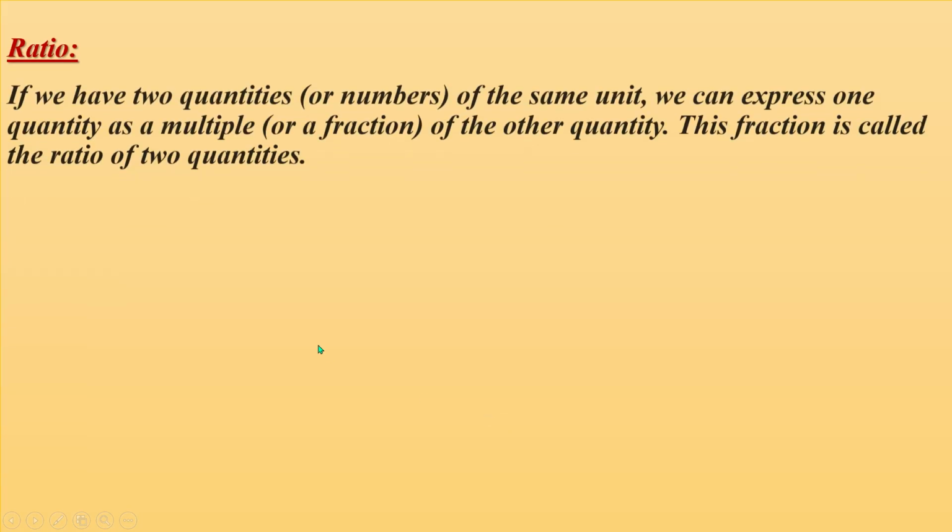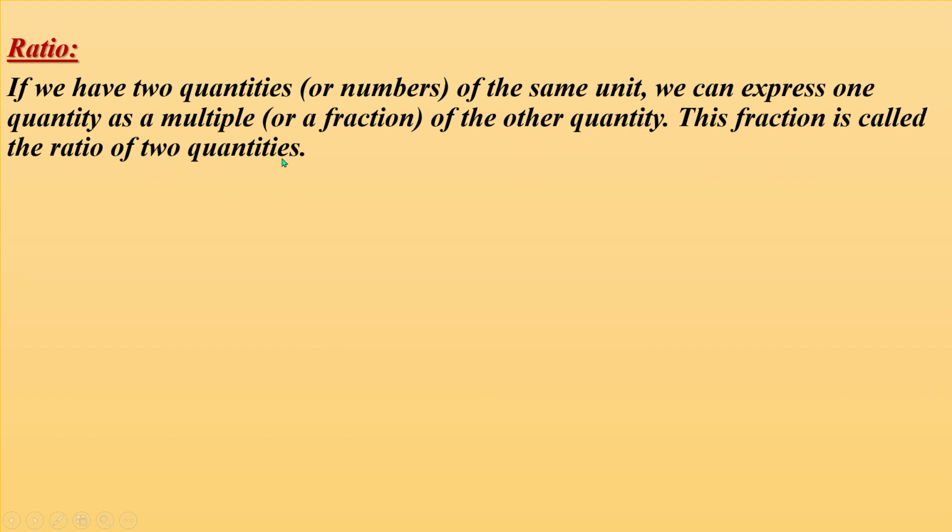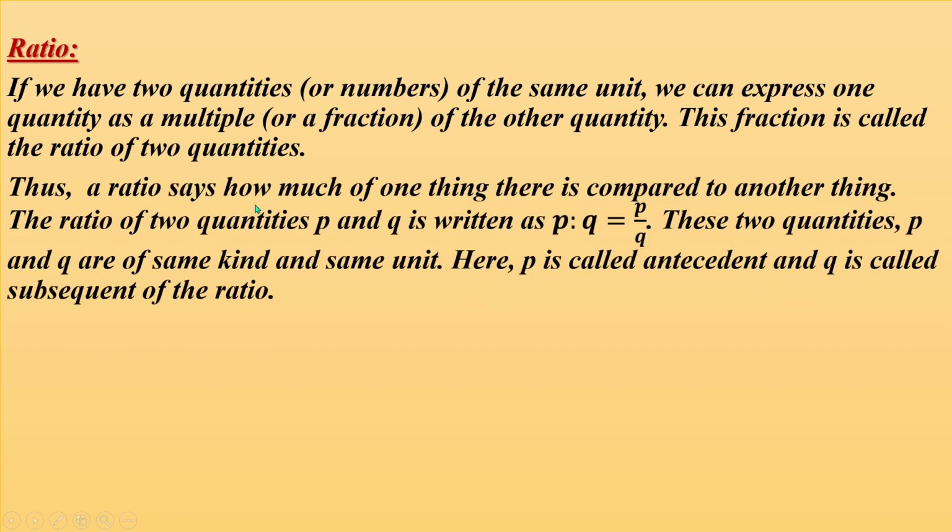Ratio. If we have two quantities or numbers of the same unit, we can express one quantity as a multiple or a fraction of the other quantity. This fraction is called the ratio of two quantities. Thus, a ratio says how much of one thing there is compared to another thing.